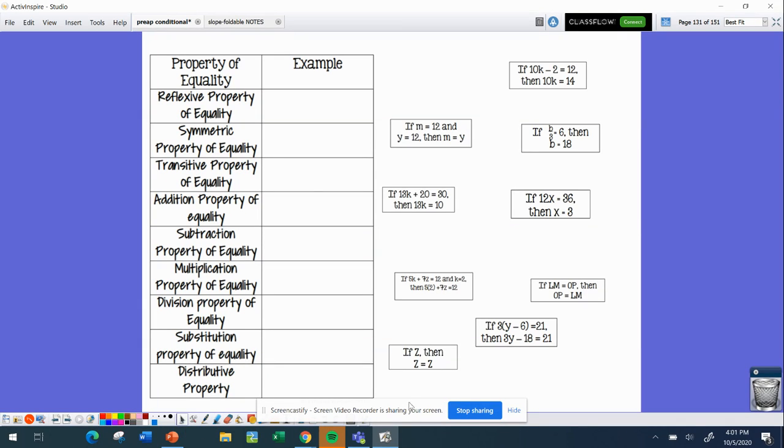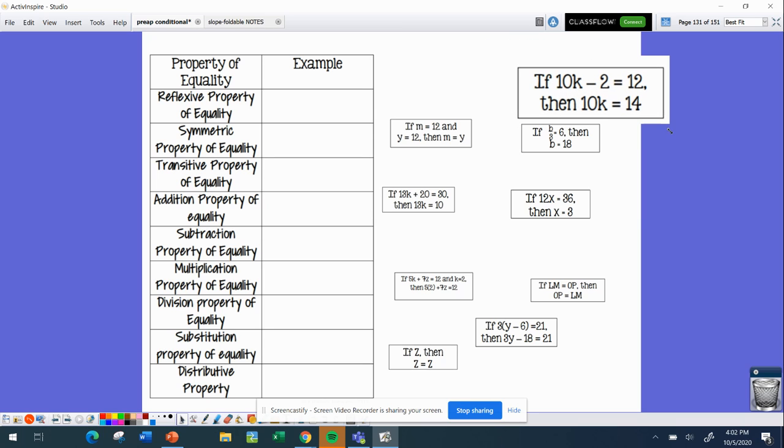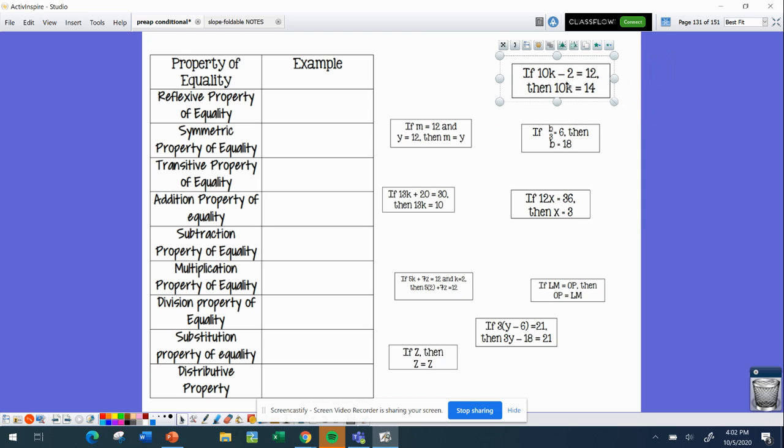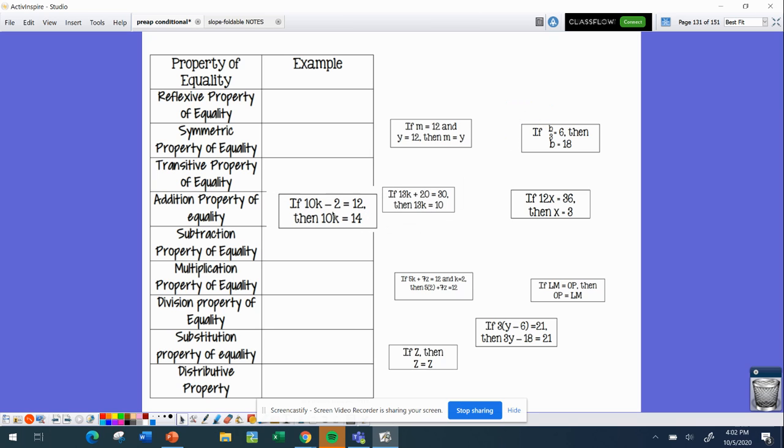Alrighty, let's look at the properties of inequalities. See if we can come up with these. If 10k minus 2 equals 12, then 10k equals 14. What did we do to our equation to get 10k is 14? Well, we added 2 to both sides. So this demonstrates a property of addition.